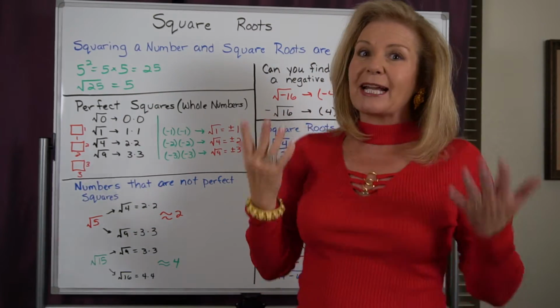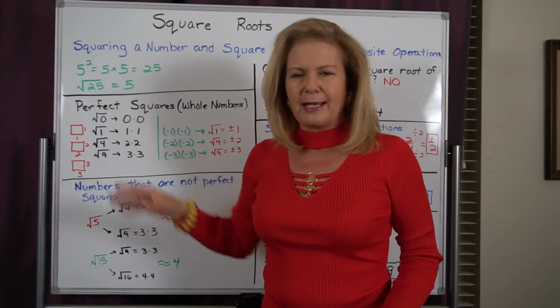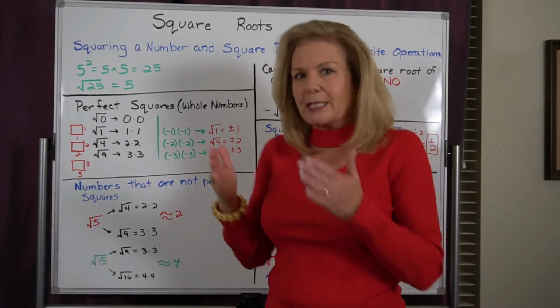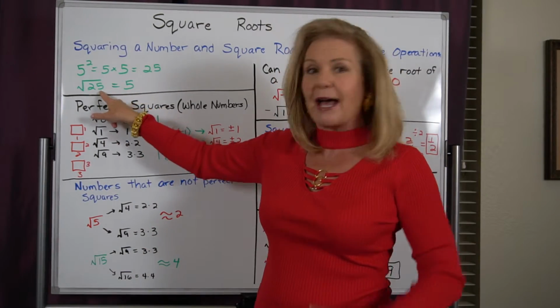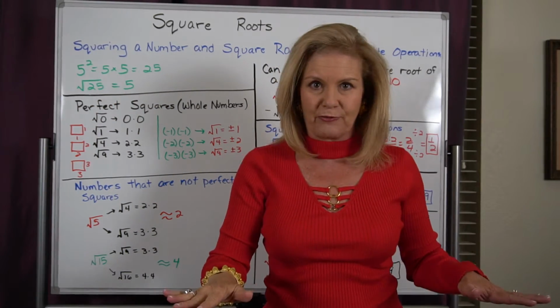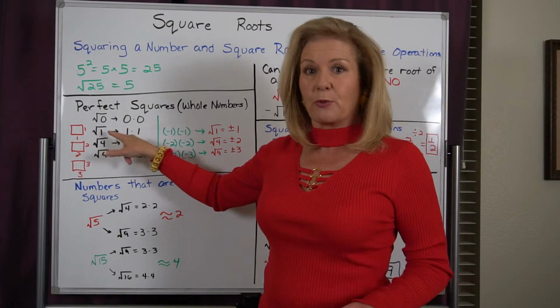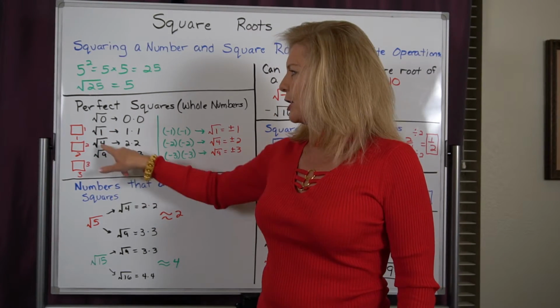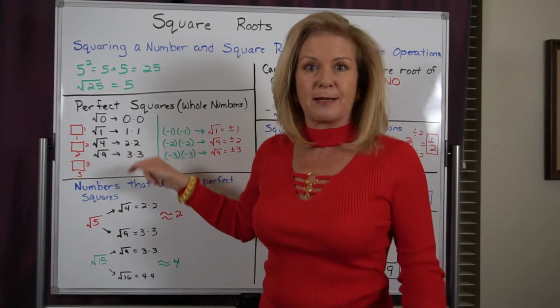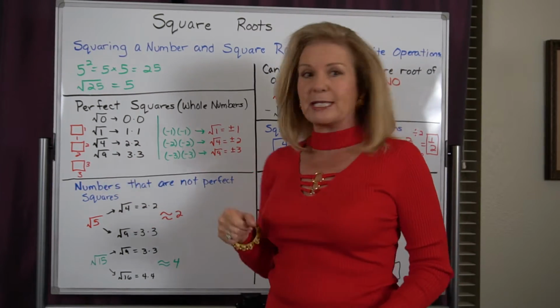Now, we have different kinds of square roots. We have something called a perfect square, and that's when we have a whole number times a whole number. Like 25 would be a perfect square because it's 5 times 5. And we have a lot of perfect squares. The square root of 1 is 1 times 1. The square root of 4 is 2 times 2. Notice they're all whole numbers. The square root of 9 is 3 times 3.